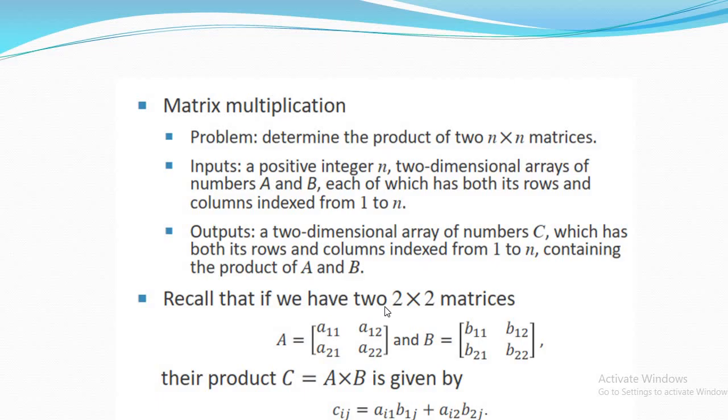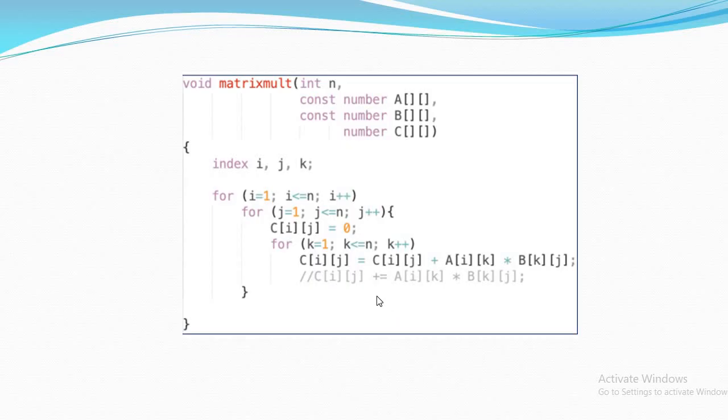So we have 2 cross 2 matrices. We can get the A matrix and B matrix. Their product C is equal to A into B, given by C of i comma j equal to A of i1 B of 1j plus A of i2 B of 2j. So this is the algorithm for general matrix multiplication. We are going to compare the general matrix multiplication with the Strassen matrices.